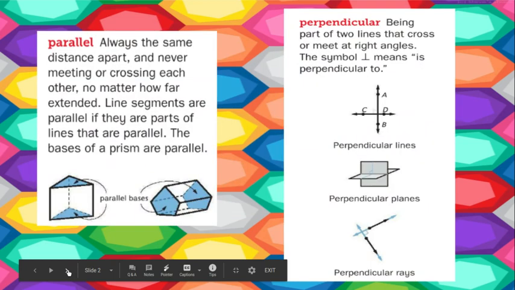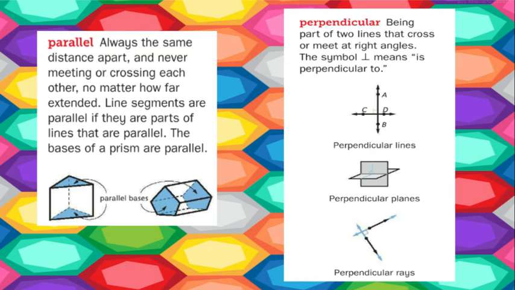Our first few questions are all about geometry and geometry concepts. Before I give you a question to answer, let's review these two terms. The first one on your left is parallel. This comes straight out of your Math SRB book. For parallel, the book says, parallel is always the same distance apart and never meeting or crossing each other, no matter how far extended.